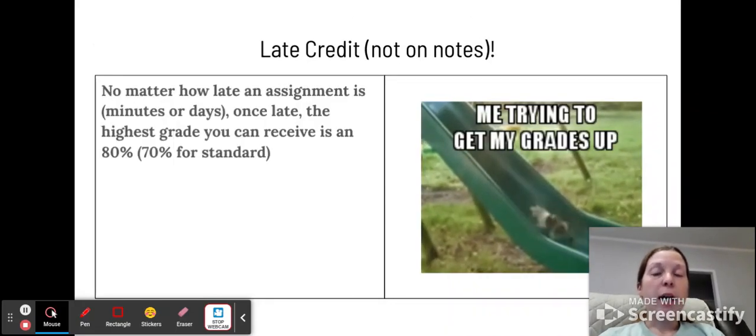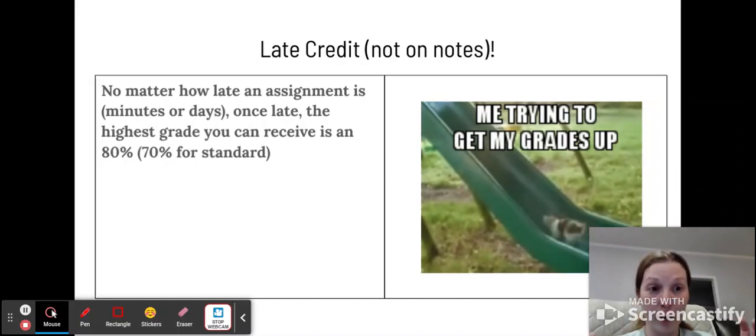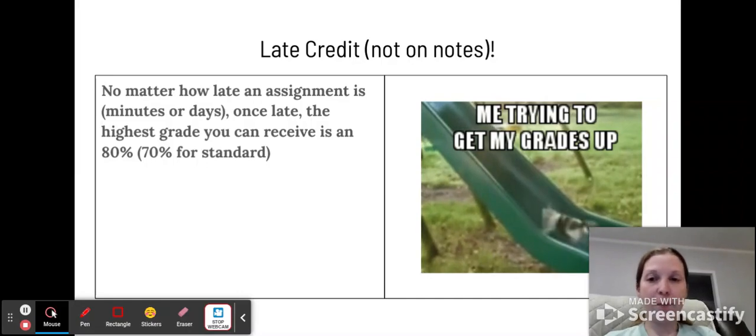For late credit, it does not matter how late it is. If you turn it in to me 2 minutes late, you turn it in to me 2 months late, I don't care. Once it's late, the highest grade you could receive is either an 80 for honors or 70 for standard. That means you'd have to make 100 on it to get that 70 or 80.